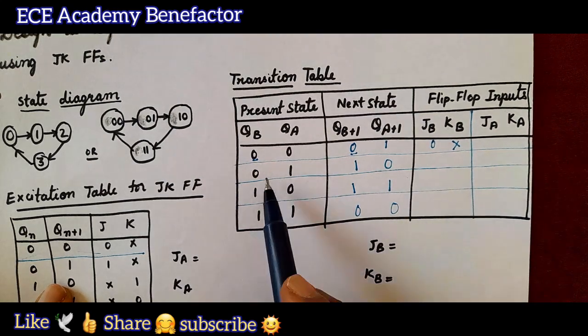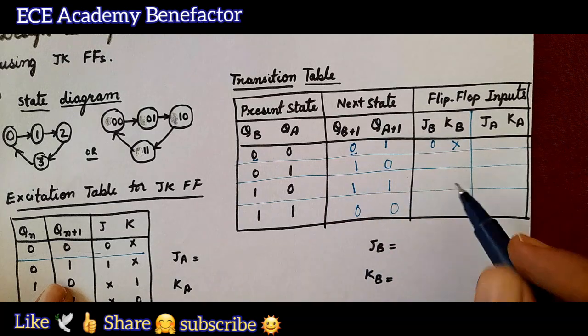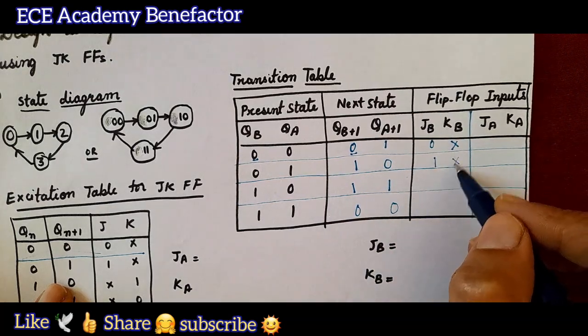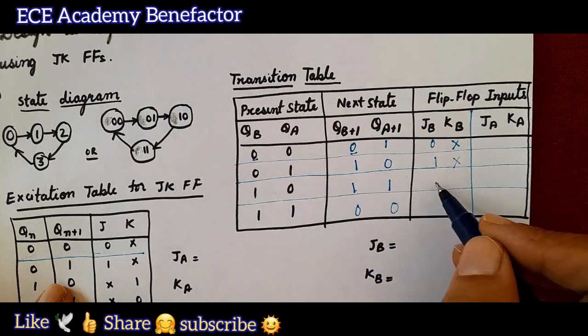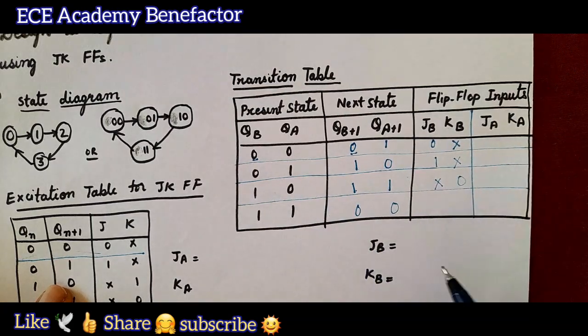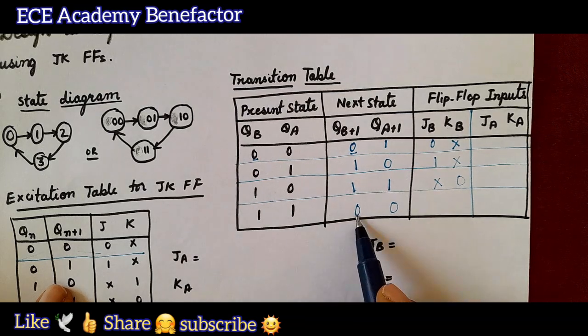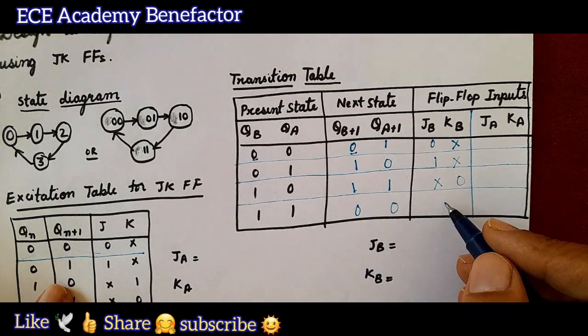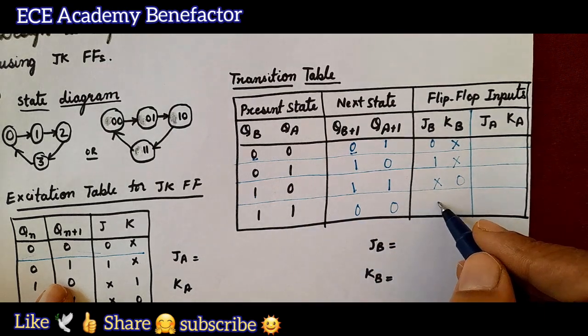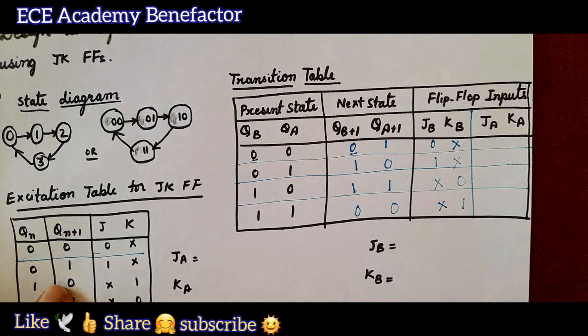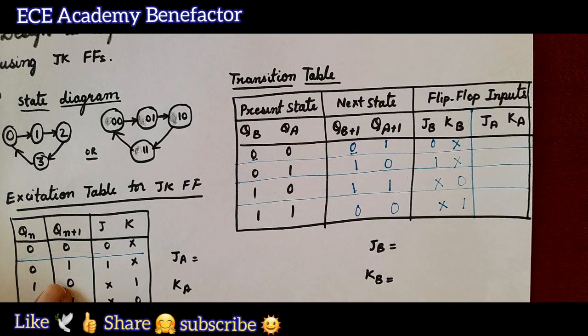Okay. Now for 0 1 it will be 1x. For 1 1 it will be x 0. For 1 0 it will be x 1. So we have filled it as 0x, 1x, x0 and x1 for JB.